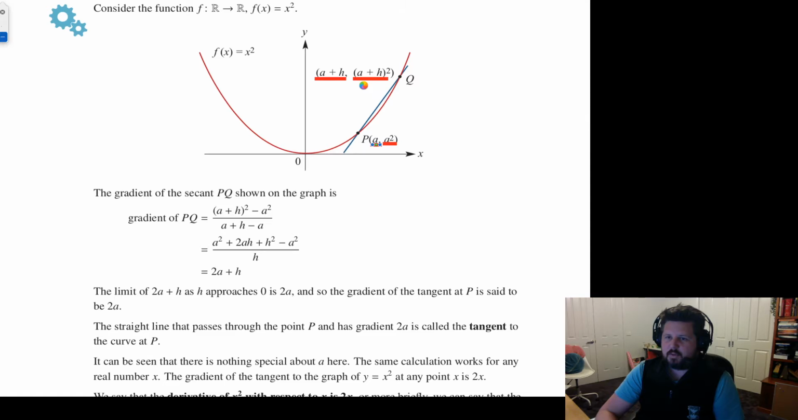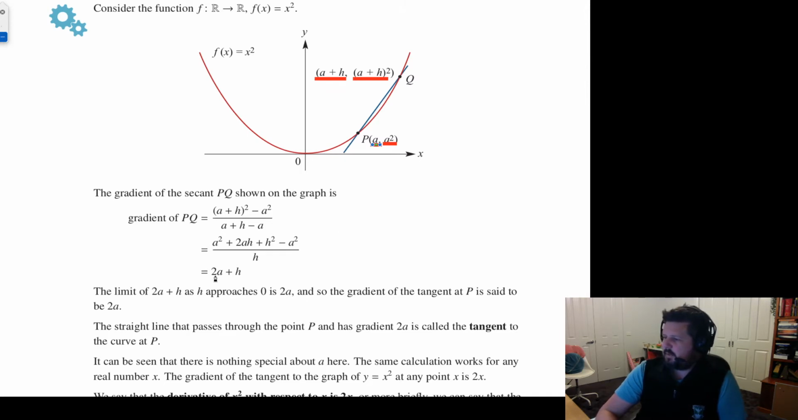To continue finding out the gradient in this particular case, you would expand things out, as you can see here, and then simplify things down. Here you've got the a squared, take away the a squared, they cancel each other out. You're then left with 2ah plus h squared divided by h. If you take h out as a common factor on the top line, you'll be left with h brackets 2a plus h, close bracket, over h, and then you can cancel out those h's. We'll have a bit more of a chat about that later, and it will leave us with this here.